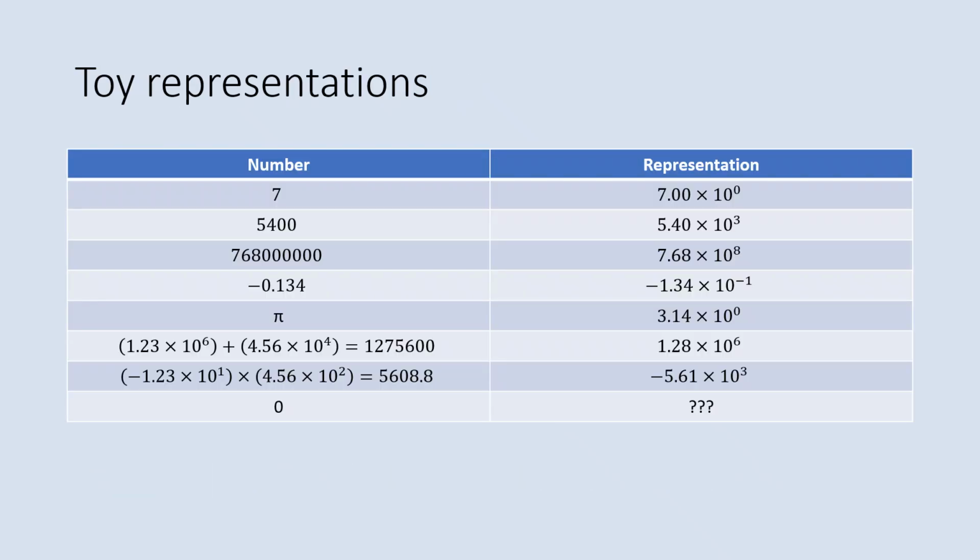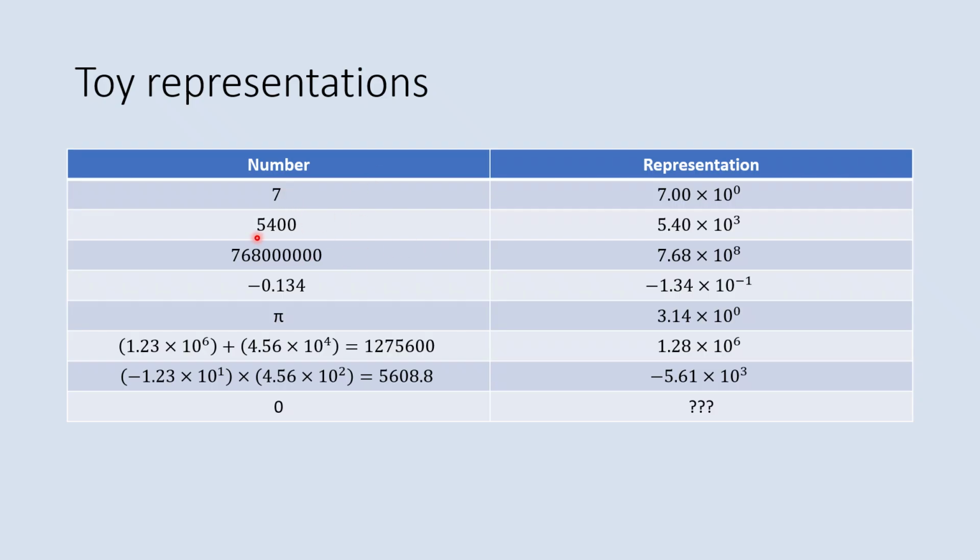So in the toy representations, if we have a number such as 7, the number 7 is going to be represented as 7.00 times 10 to the 0th power. 10 to the 0th power is 1, and this corresponds to 7 times 1. So that is how the number 7 would be represented in this simplified version.